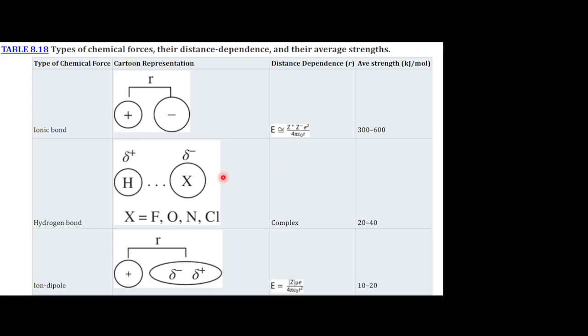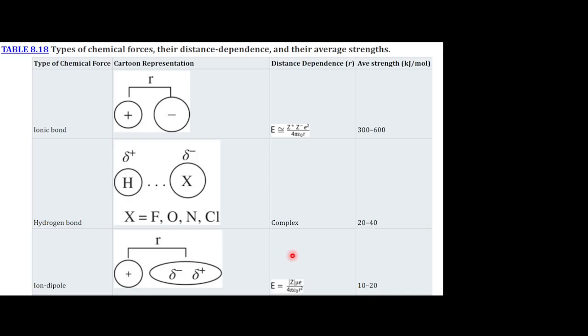These are the hydrogen bonds, hydrogen bonded to fluorine, oxygen, nitrogen, chlorine, right? Those are the typical hydrogen bonds that you'd see. This is actually very complex. There is not even a relatively simple formula that's going to work in most of these cases. There are too many things you can attach to this X that's going to change things.